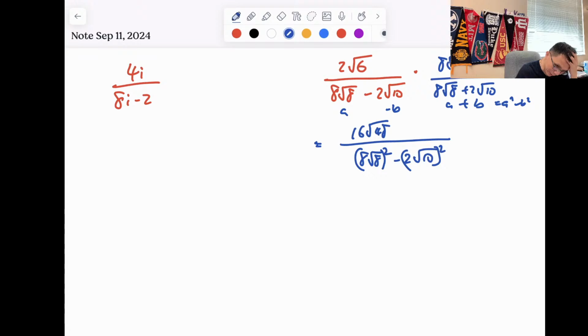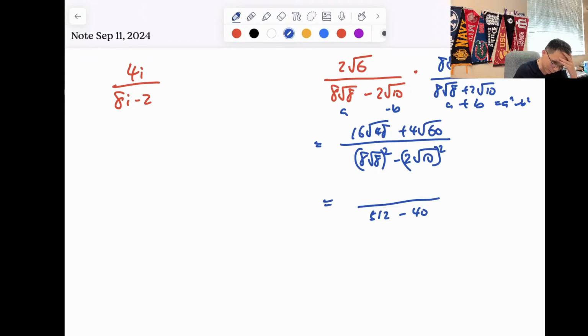And on the top it's going to be 4 root 60. Is that okay? This is 64 times 8. I have no idea what 64 times 8 is. What is 64 times 8? 512 minus 4 times 10, 40. And this one you can take out.